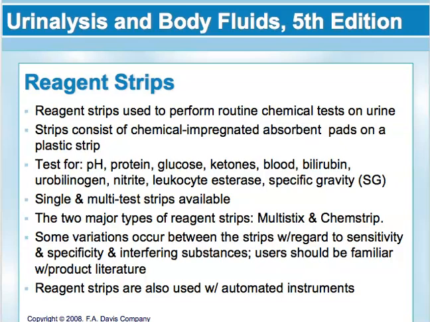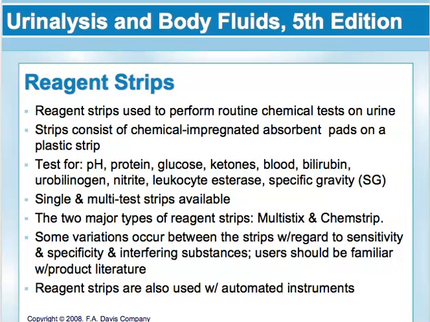The 2 major manufacturers and types of strips are Multistix and Chemstrip, and there are some variations between the strips, so it's good to know the differences in sensitivity, specificity, and interfering substances for the brand that your lab uses. Your lab's going to use one or the other; they would not have both. There are color comparison charts supplied by the manufacturer that go with the brand you're using to correspond to those color reactions.